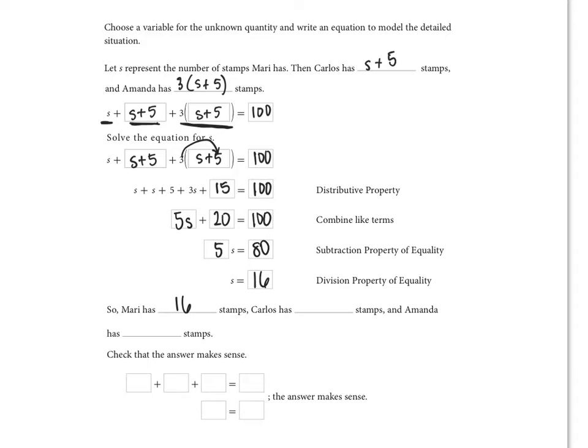Carlos is going to have 5 more than that, right? So do 16 plus 5 to get that. And Amanda has 3 times what Carlos has. So 63.